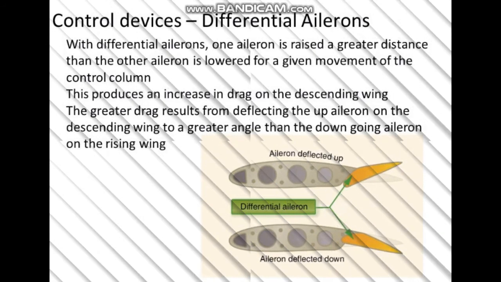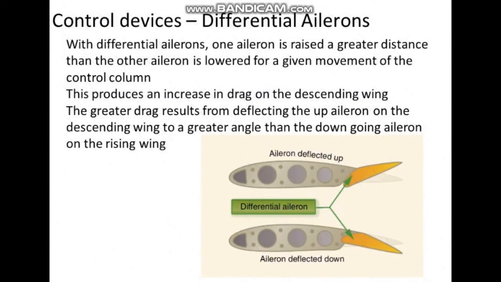The last thing that will prevent the adverse yaw is the differential aileron. With differential ailerons, one aileron is raised a greater distance than the other aileron is lowered for a given movement of the control column. This produces an increase in drag on the descending wing. The greater drag results from deflecting the up aileron on the descending wing to a greater angle than the downgoing aileron on the rising wing.